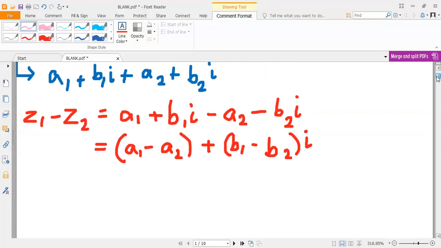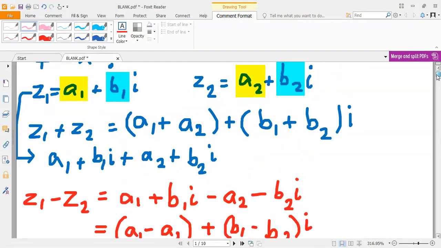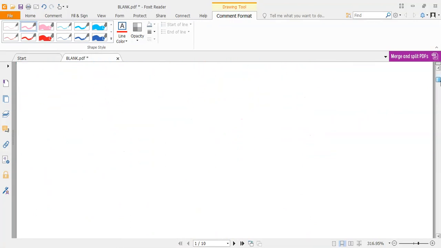Last week we looked at how the addition and subtraction operations work in complex numbers. And as I mentioned last week, today we'll be talking about multiplication.